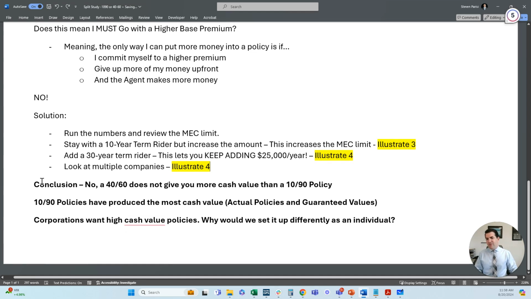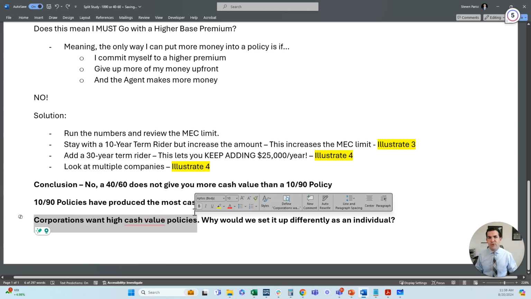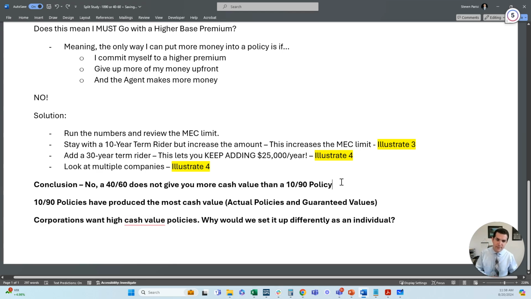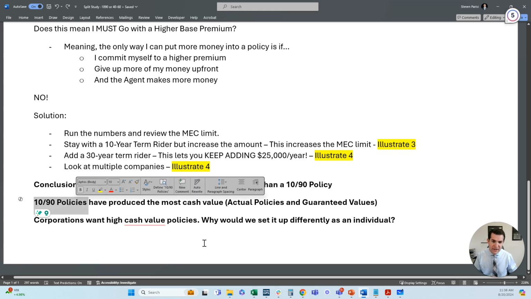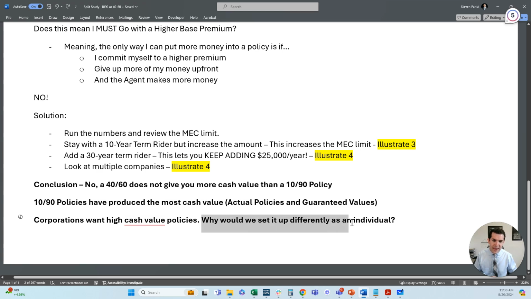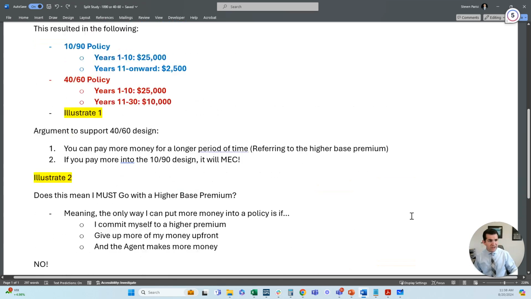And if you said, hey, all of that's technical, what do I do? Follow the money. What corporations do, they want high cash value policies. They take the maximum cash value up front, which also results in them having the maximum cash value long term. So if corporations do it one way with that minimum premium design, why would we set it up any differently as an individual? Doesn't make sense. Not to me.